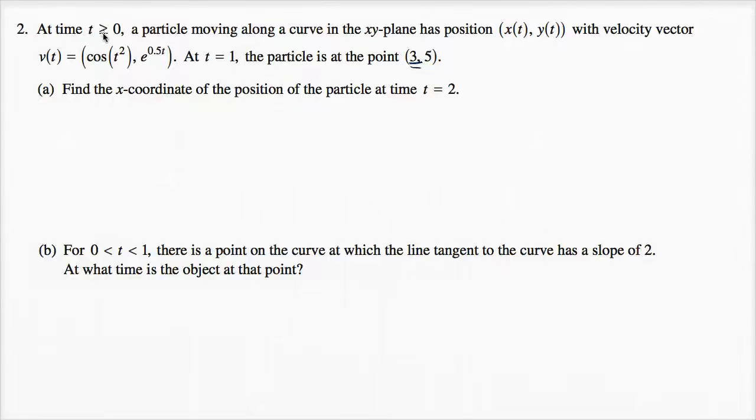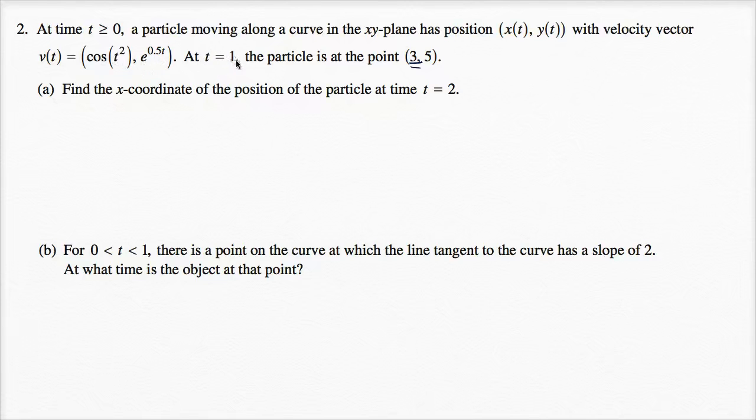At time t greater than or equal to 0, a particle moving along a curve in the xy plane has position x of t and y of t. So its x coordinate is given by the parametric function x of t and its y coordinate by the parametric function y of t, with velocity vector v of t. The x component of the velocity vector is cosine of t squared, and the y component of the velocity vector is e to the 0.5 t.